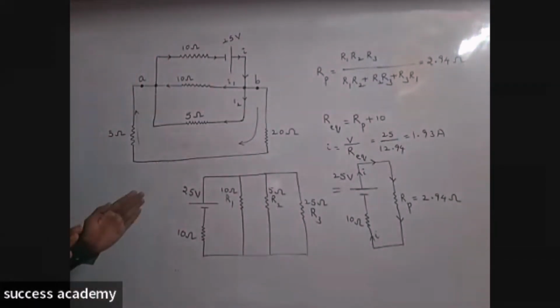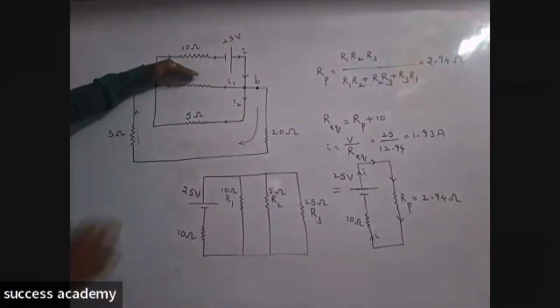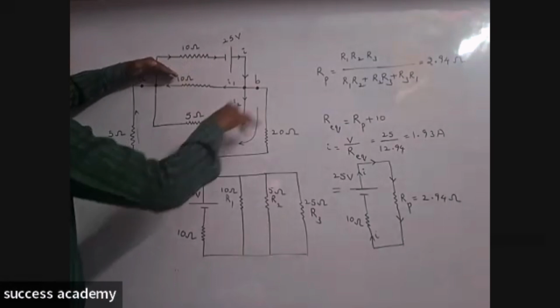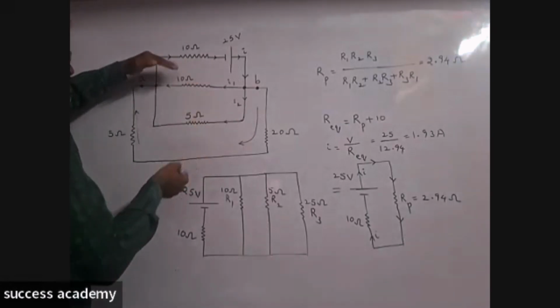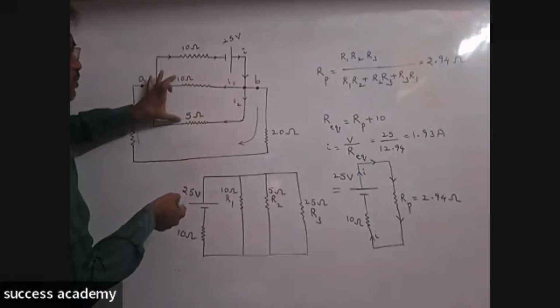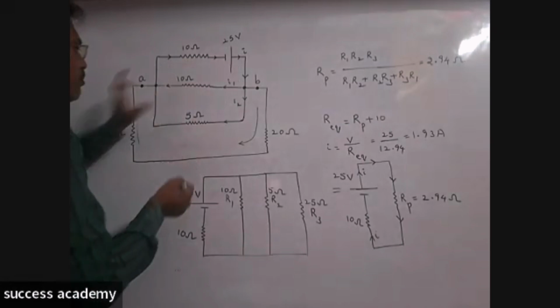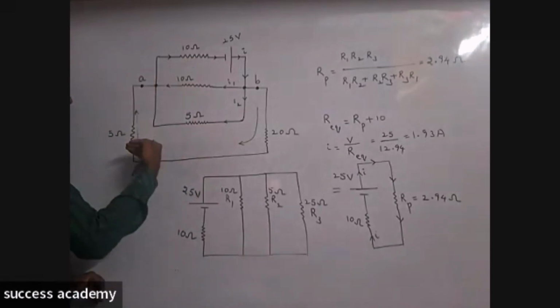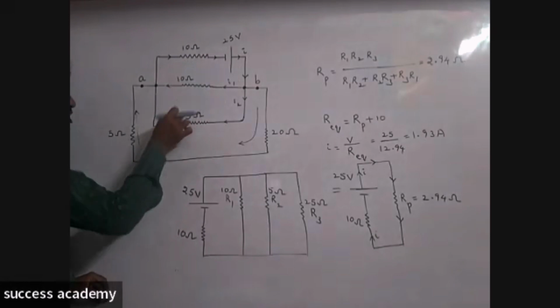Got it? So very simple. Up to here, whatever resistor is connected to the cell is in series to the cell. Then from here, the remaining part of the circuit is considered. This 10 ohm and 5 ohm seem to be parallel straight away. But from here, we are taking further downwards to these two resistors.